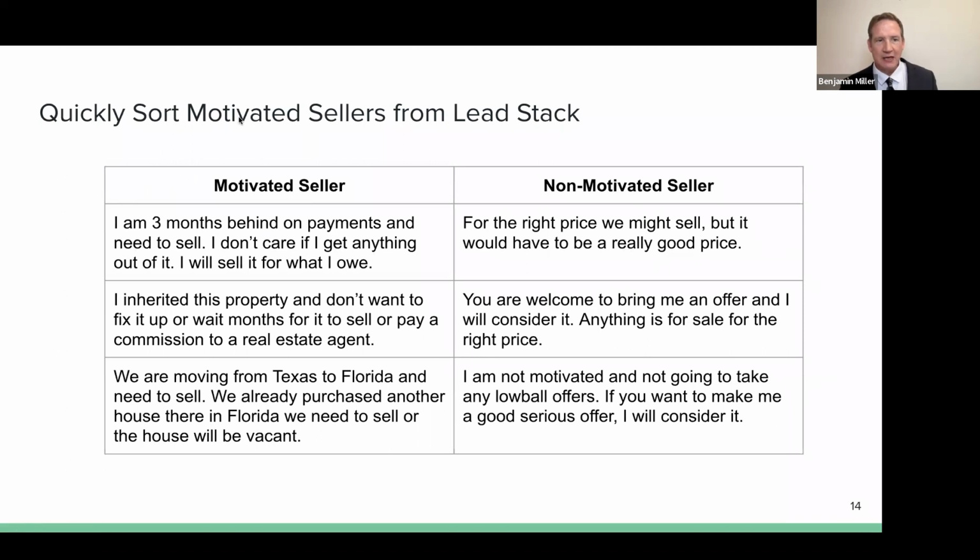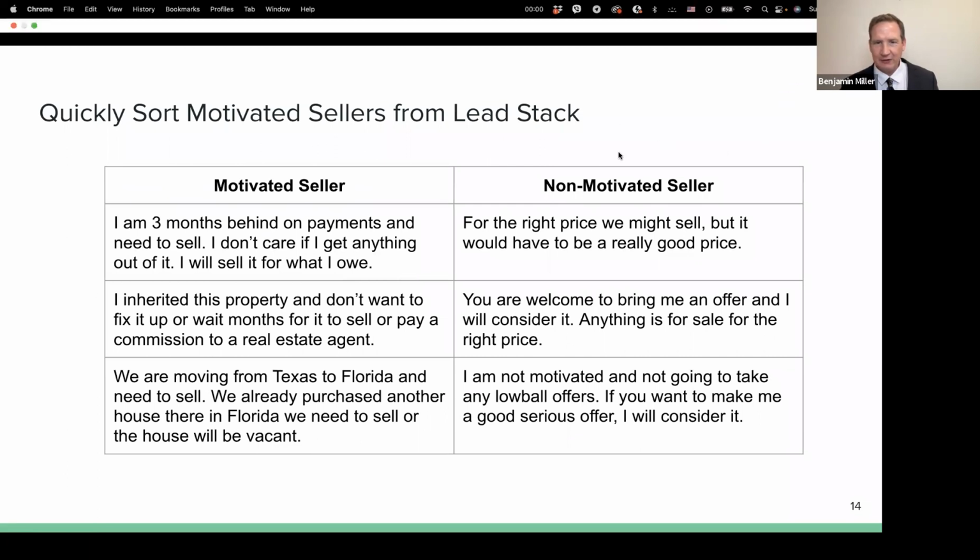So let's imagine that you're having a conversation with a seller and you are dealing with several categories. This is a great example. You can just tell by the way someone is talking if they're motivated or not. So let's take the example of a motivated seller. A motivated seller might say something like, I'm 3 months behind on my payments and I need to sell. I don't care if I get anything out of it. I'll sell it for what I owe. That's a motivated seller, right away.